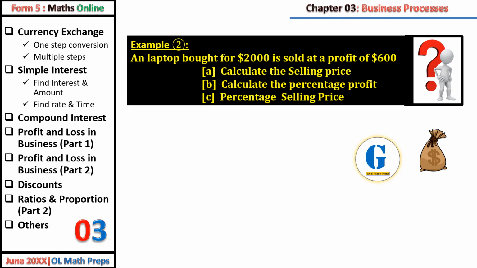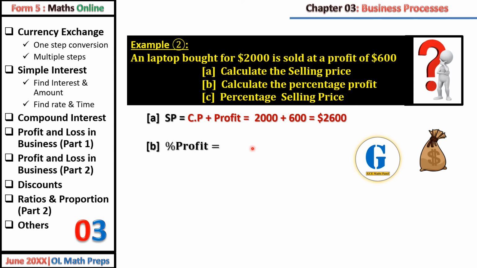A laptop is bought for $2,000 and sold at a profit of $600. Calculate the selling price. So we know that selling price is equal to cost price plus profit. So the selling price here will be equal to the cost price, which is 2,000 plus 600. That gives us 2,600.